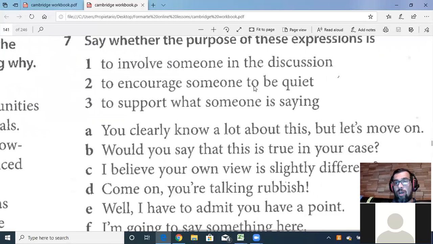To encourage someone to be quiet. Courage. What was that?